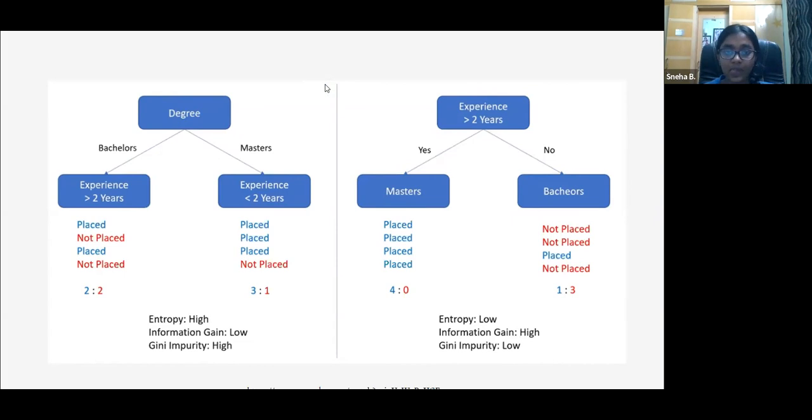In the second decision tree, would the node with the lowest Gini impurity, i.e. master's, become the root node?